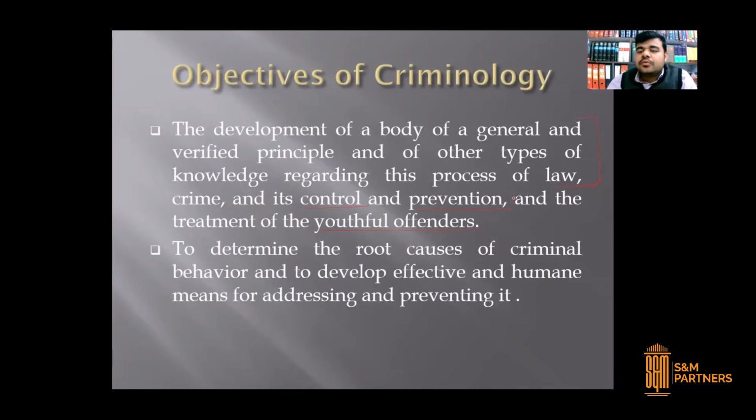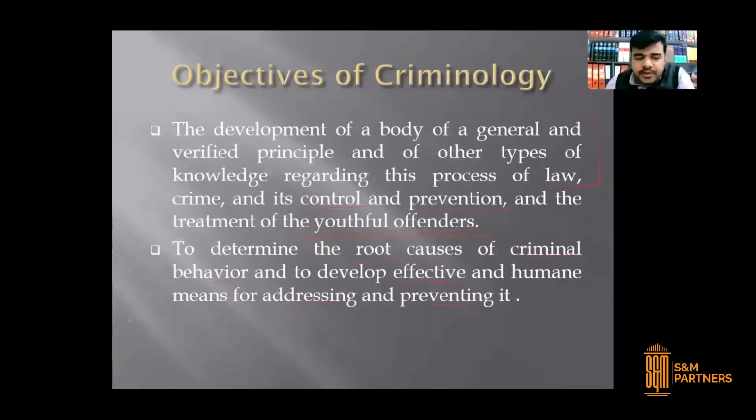How can we treat the youthful offenders who are very young, not very old, and can be molded into any form? How can we treat them and bring them into the mainstream? So the first objective is to study the behavioral structure of a crime. The second objective is to determine the root cause of criminal behavior. What's the basis of criminal behavior? Or to develop effective and humane means of addressing and preventing it.